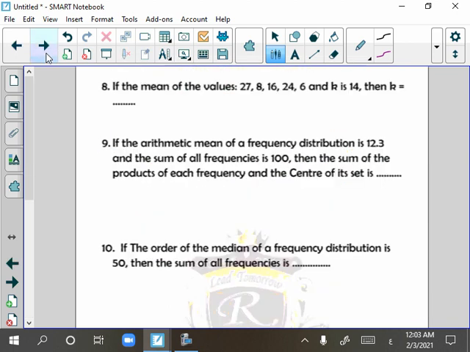Number 8, if the mean of the values 27 and 8 and 16 and 24 and 6 and k is 14, then the mean equal 14, and for all of the values we will try to find their mean. Okay, the law of mean equal sum divided by number.